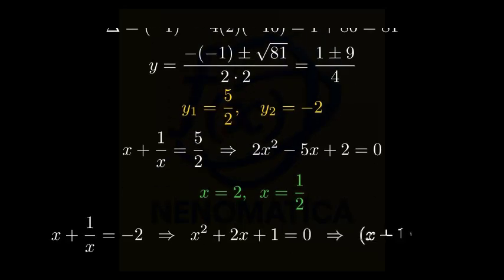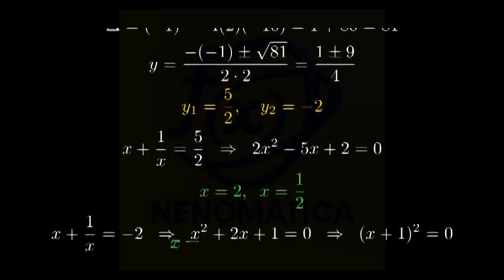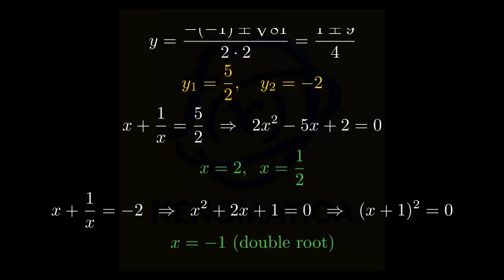Case 2, x plus 1 over x equals -2. Multiply by x to get x squared plus 2x plus 1 equals 0, which is a perfect square. So x equals -1 with multiplicity 2.